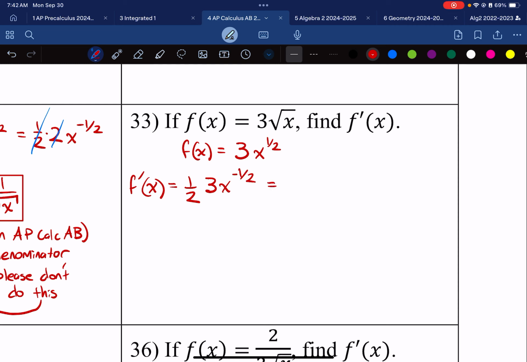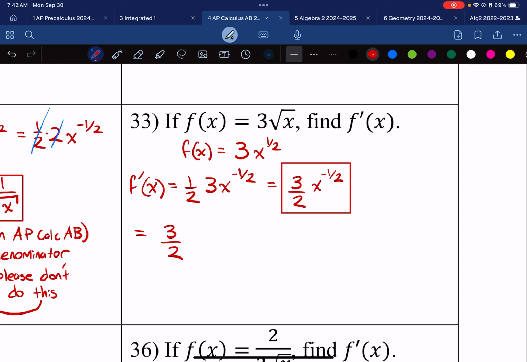I can box it if I want to, but I know what I'm going to do. I'm going to say this is really 3/2 x to the negative 1/2. This is a little bit more simplified. I would box this one more than the previous step, but it's not done. You should go further.